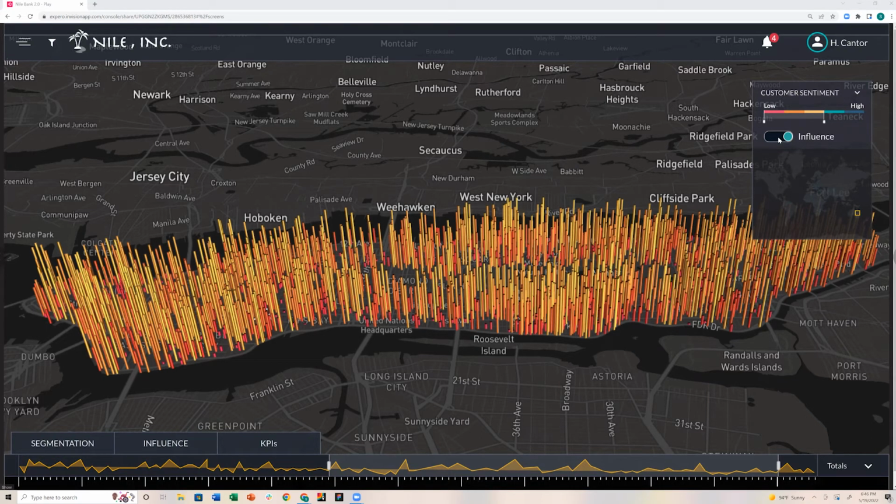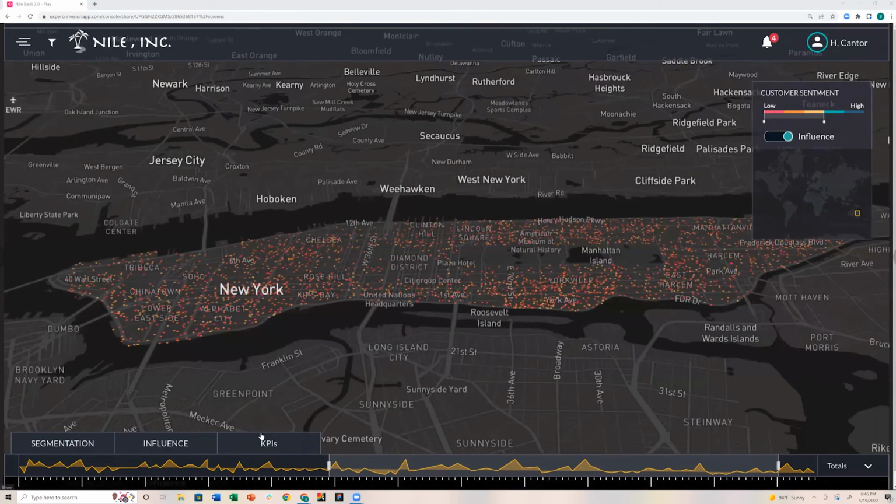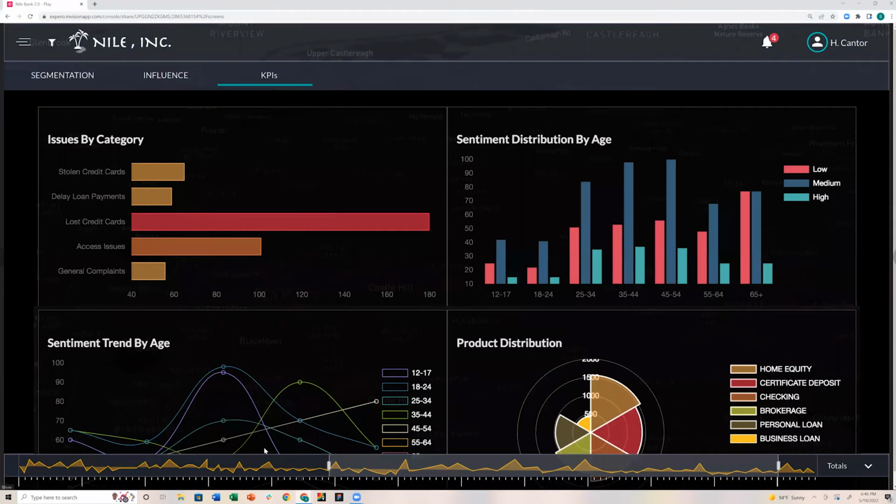So our first step here is to look at it from a regionality. The second item that you see across the bottom is our time capability. Now, we could also integrate with other kinds of data, so two-dimensional data, Tableau, Power BI. And what we can see then is that lost and stolen credit cards are certainly a leader in one of the reasons for dissatisfaction and potentially low sentiment for churn.